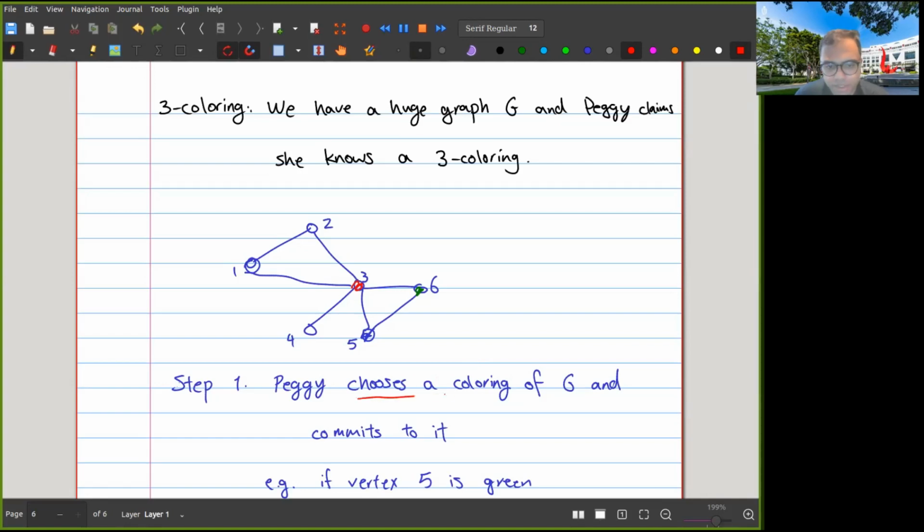So she chooses a coloring. Let's say she does it uniformly at random from her 6 choices. And this is 6 because 3 factorial is 6, right? So the number of ways I can permute my colors is 6.